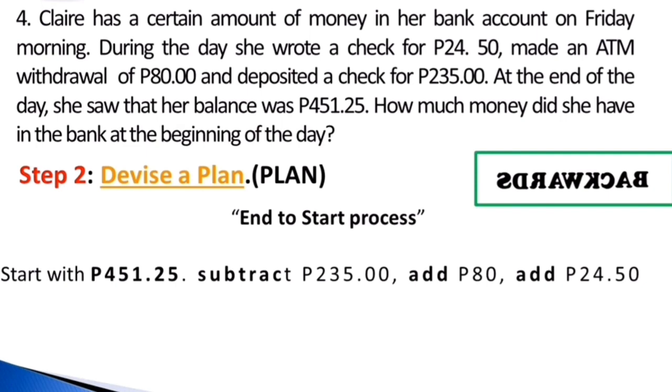Now here, in reality, you're going to get money from your bank, which is 80 pesos. In backward, you're going to add it. So it's a total opposition to the given action when it comes to the operation to be used. Then lastly, when you wrote a check, you are supposed to get some money from your bank. So here, you simply add it.